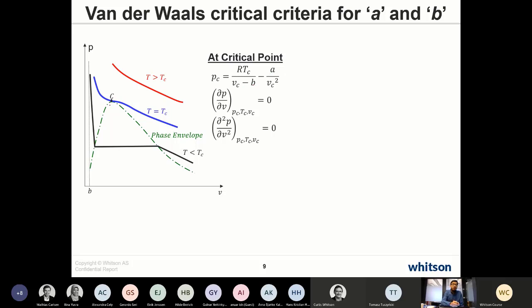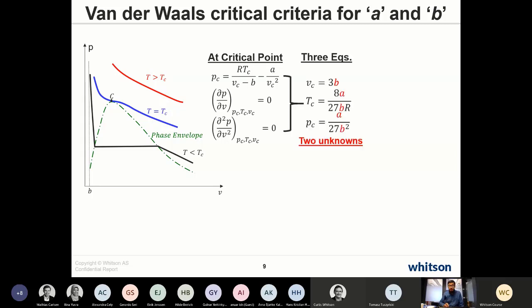The other thing we know about this critical point is that if we take the first order derivative of this equation with respect to volume, then it should be 0 because there is just one inflection point here. And the second thing is that if we take the second order derivative, that should also be 0, because after the critical point the pressure volume function is monotonically decreasing. So we know these three things about the critical point.